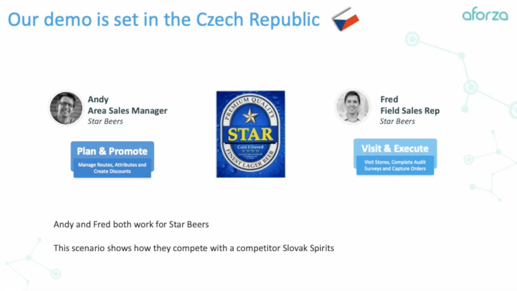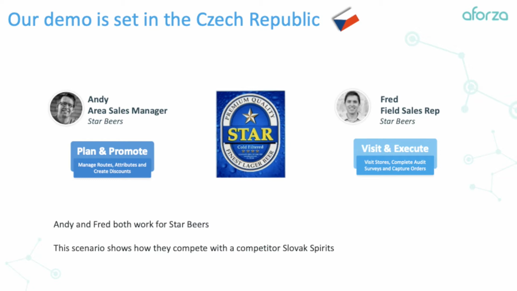Today's live product demonstration is set in the Czech Republic, and in this scenario, a beverages company called Star Beers has been successfully selling into local bars and nightclubs in the central Prague area. Fred, one of Star Beers' sales reps, informs his manager a local competitor has been targeting customers on his route. Andy, the area sales manager, is going to respond to the competitive threat in real time with a hyper-local promotion to drive away the competition.